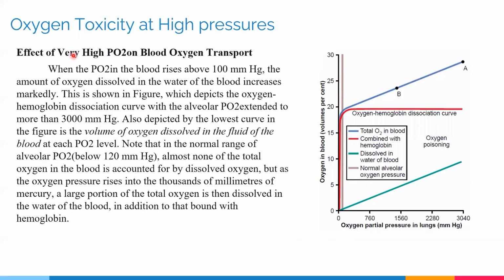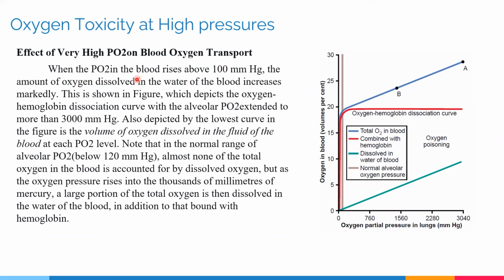Next, we move into oxygen toxicity at high pressures. We first look into the effect of very high PO2 on blood oxygen transport.